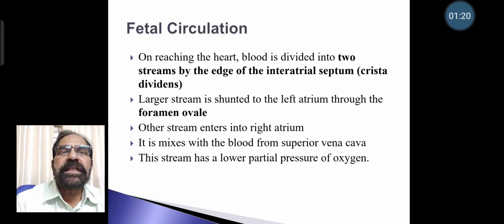Largest stream is shunted to the left atrium through the foramen ovale. Other stream enters into right atrium. There it mixes with blood from superior vena cava. This stream has lower partial pressure of oxygen.